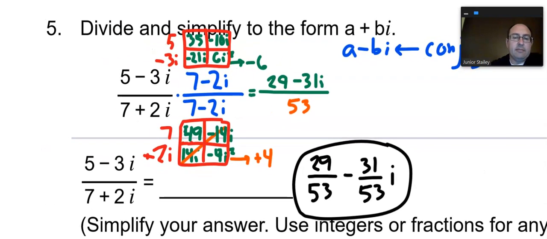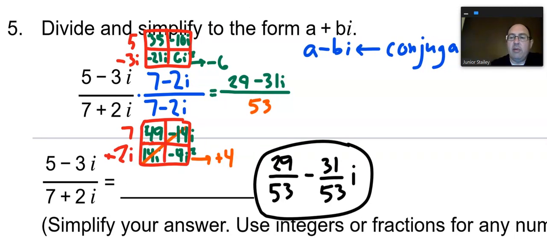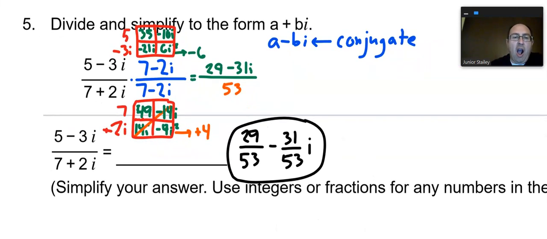Dividing looks a little bit more complicated, but it's not really. The goal here, slide that over a little bit, maybe make it a little smaller. The goal is to get rid of i from the denominator. Right down here, we want to get rid of that i.